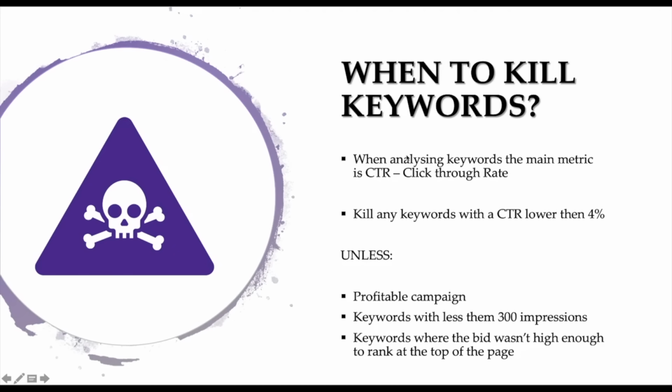So when to kill your keywords. When analyzing keywords, the main metric is the click-through rate. So kill any keywords with a click-through rate lower than 4% unless it's a profitable campaign. Keywords with less than 300 impressions, because you've not given them enough time to get enough data, so you can't really judge them if they haven't got 300 impressions. Then keywords where the bid wasn't high enough to rank on the top of the page. If you're giving your keyword not enough money to bid to get onto the top, then you're not giving it a fair chance to see if it's going to be successful or not. So that's when you should kill keywords, and then there are some of the things to look into. You don't want to actually kill your keywords if the bottom 3 haven't been done correctly.